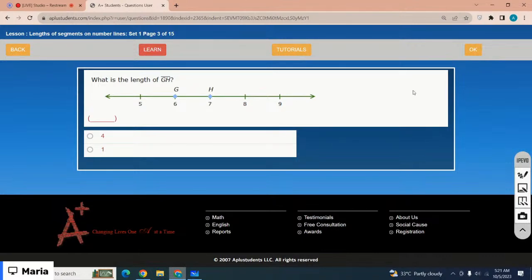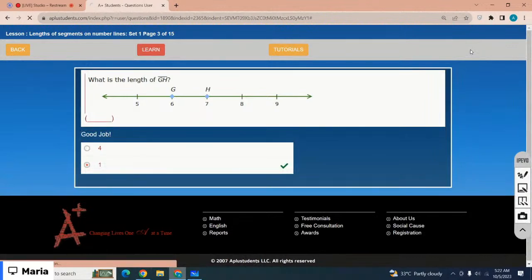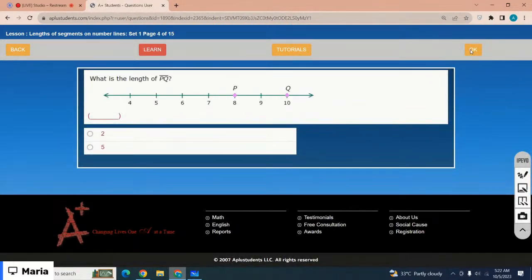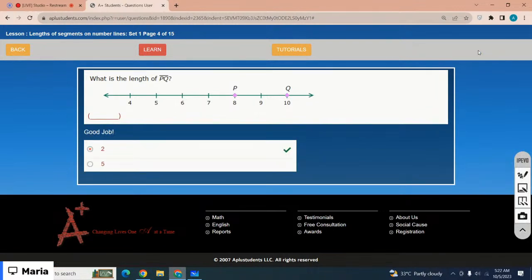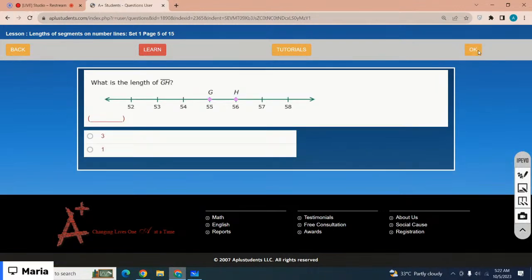That would be just 1. What is the length of PQ? Very good, that would be 2. Okay, what is the length of GH? That would be 1, right?